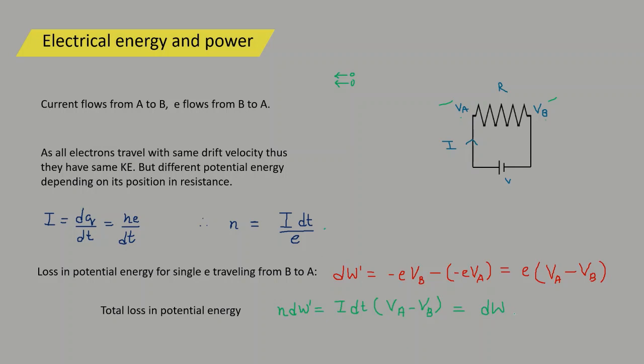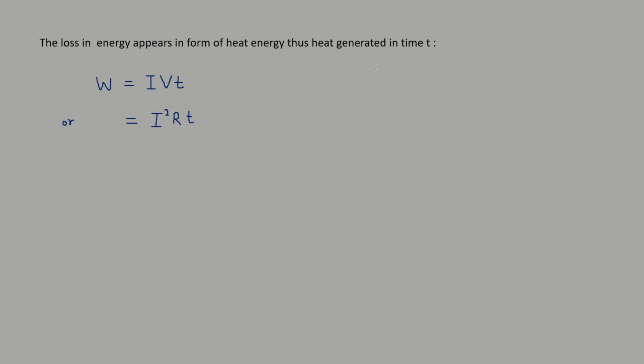Hence the loss of energy appears in the form of heat, and thus the heat energy generated within time t is written as W equals I into V into t, or it can be written as I squared R into t.